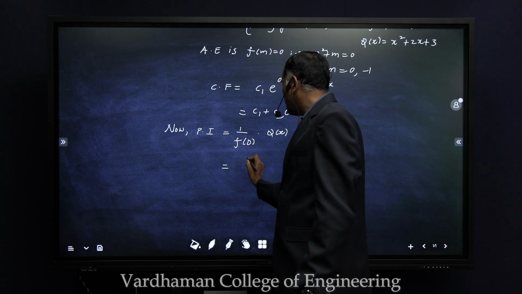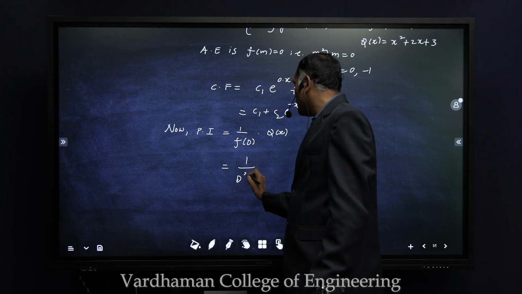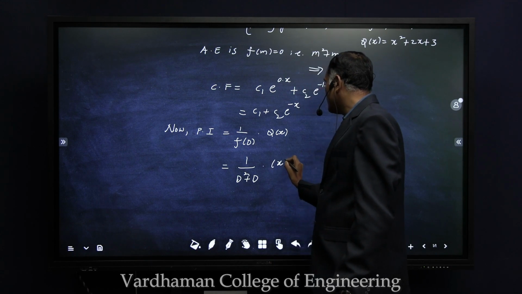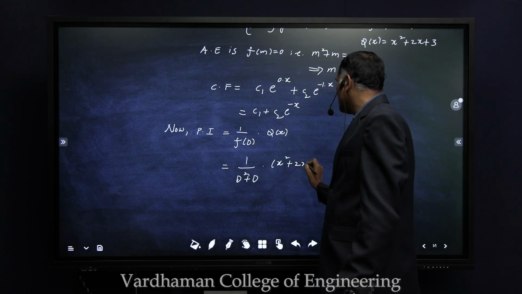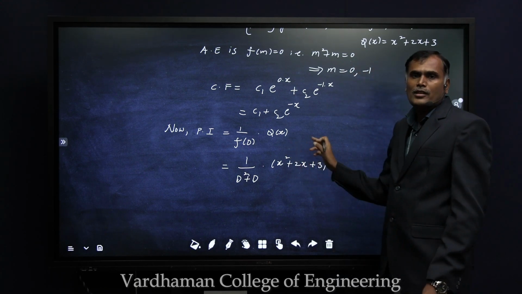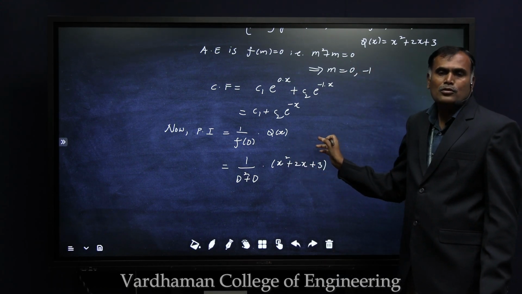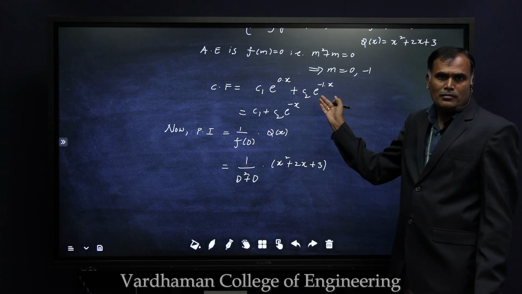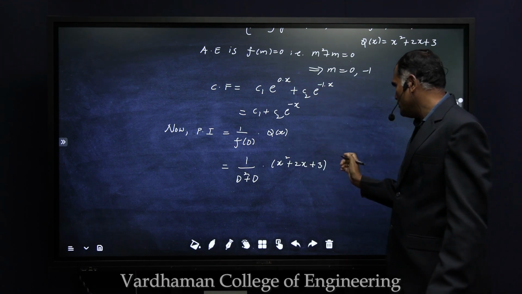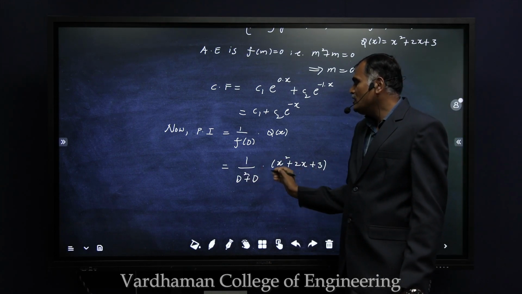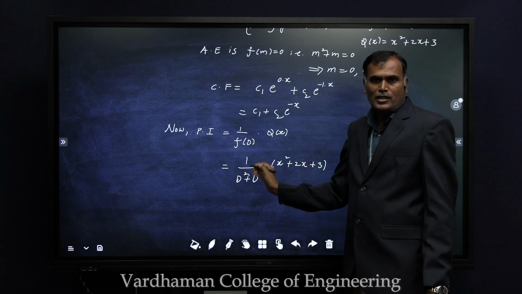In this case, f of D is nothing but D square plus D and Q is nothing but x square plus 2x plus 3. Now clearly here Q is a polynomial in x. So to find a particular integral of this problem, we use the method discussed just now. The method says to take out the least degree term from f of D outside.